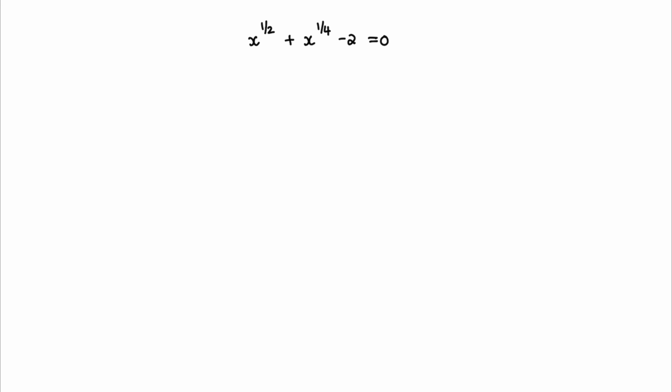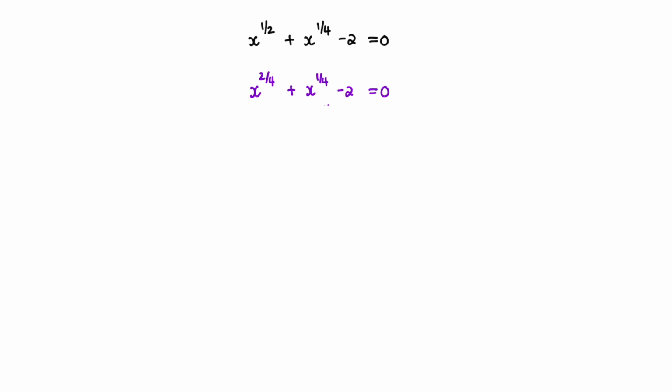So here we have x to the power of a half plus x to the power of a quarter minus 2 is equal to 0. What I want you to notice is that we have three different terms and that the exponents of the two x values or two x variables are different as well.